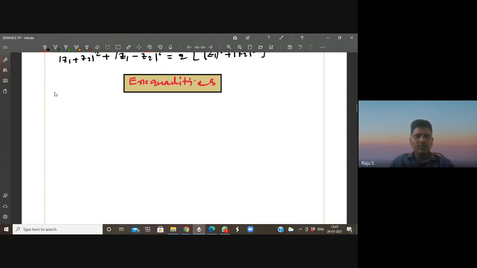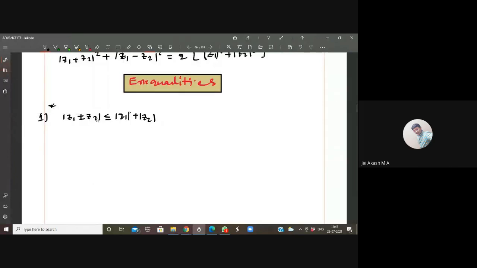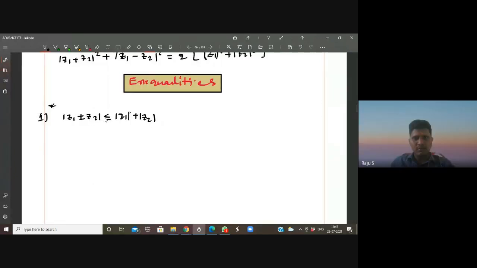If you take any two complex numbers, the first one is: modulus of z1 plus or minus z2 is always lesser than or equal to modulus z1 plus modulus z2. This is always true. This is one of the important inequalities. It may be the triangle inequality only, no, sir? Yeah, triangle inequality.